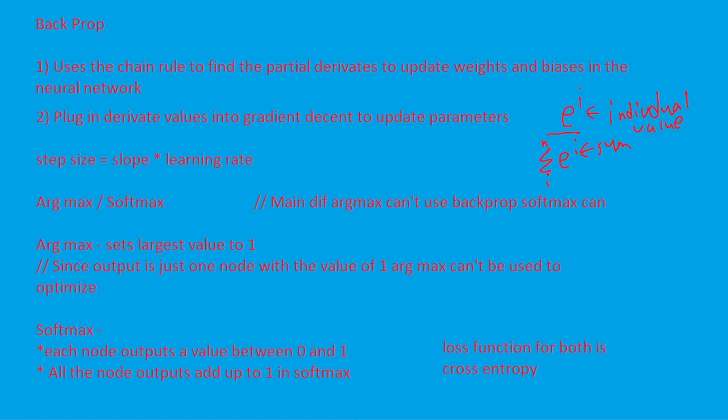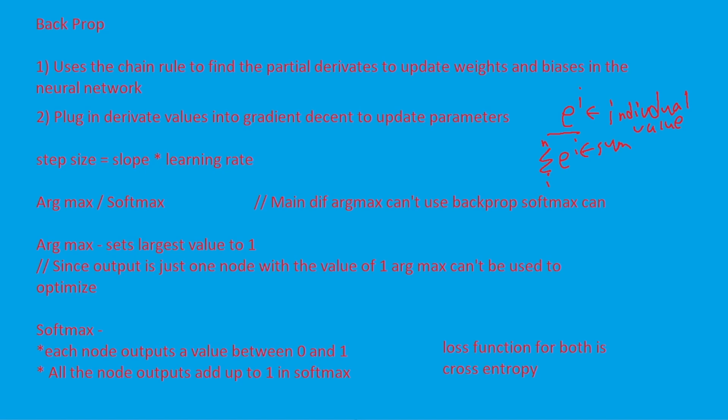So, I'll be covering backprop first, which is the use of the chain rule to find the partial derivatives to update the weights and biases in our neural network. So the steps are: first, find the partial derivatives. Step 2, plug the derivative values into gradient descent to update the parameters. The step size that is used in gradient descent is slope times learning rate, and the slope is the partial derivative, and the learning rate is predetermined. And the learning rate could be changed in certain optimizers, such as Adam.